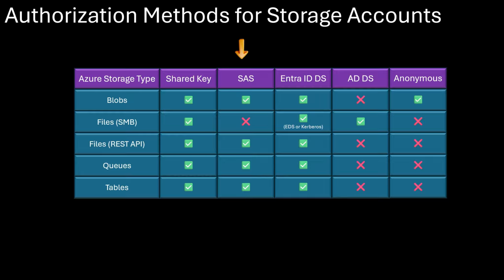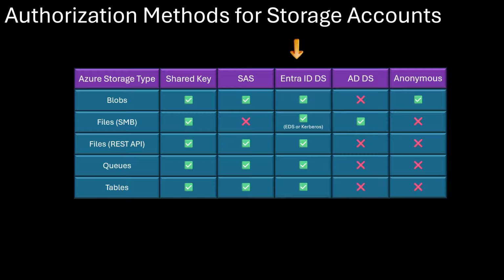Next authorization method is shared access signatures. Why use it? Because it allows you to delegate limited access for a specific time and permissions. How it works? You create a token that grants access to specific data for a set time. Why be cautious? If a SAS token leaks, anyone with it can access your data. When to use it? When you need temporary access for apps or users without giving full control. And you can use shared access signature authentication method for all storage services except files that support SMB protocol.